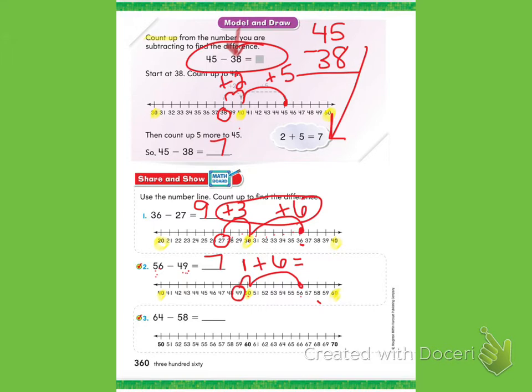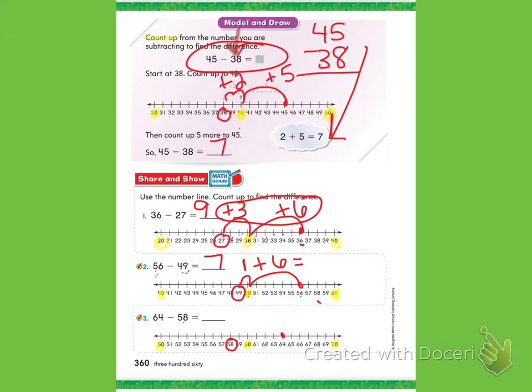So number 3, step 1, highlight your gas stations, highlight your multiples of 10. Step 2, you're going to start at 58. So find 58, you're going to circle it. We're going to stop at 64, so draw a stop at 64.